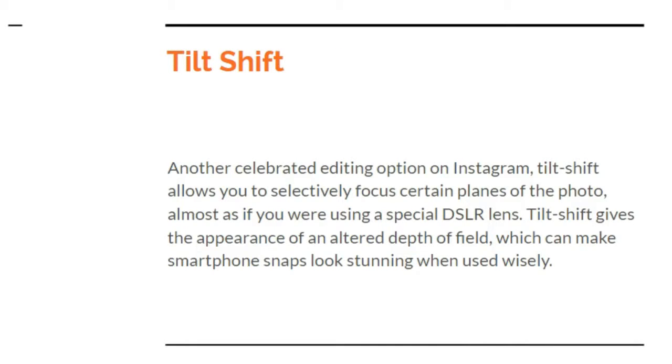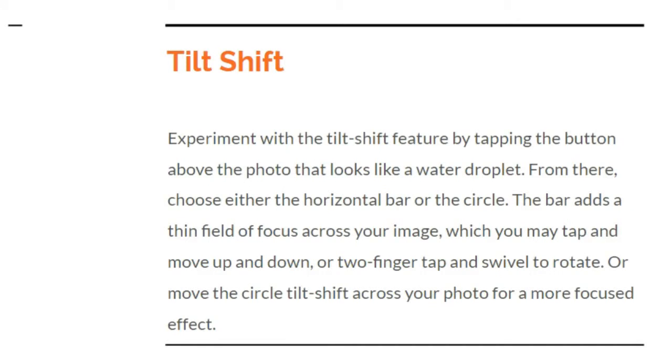There's another celebrated editing option on Instagram. It's called Tilt-Shift. It allows you to selectively focus certain planes of the photo, almost like you were using a special DSLR lens. Tilt-Shift is going to give you the appearance of an altered depth of field, which can make your smartphone snaps look stunning if you use it wisely. You can experiment with that Tilt-Shift feature by tapping on the button above the photo. It'll look like a little water droplet.